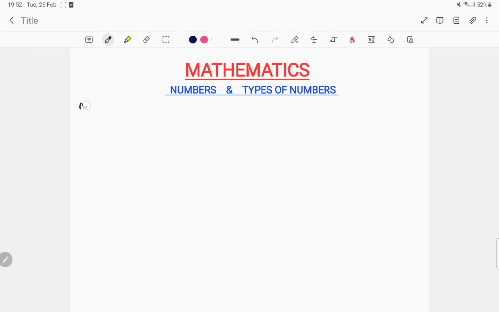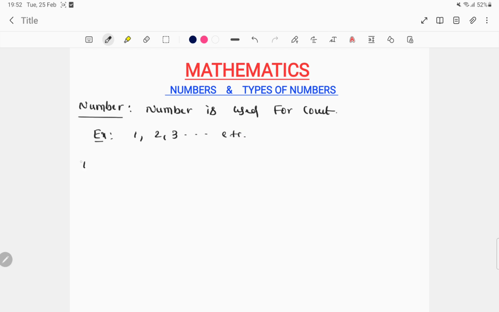So first one, what is a number? A number is used for counting. For example, 1, 2, 3 and so on. These are all numbers only.